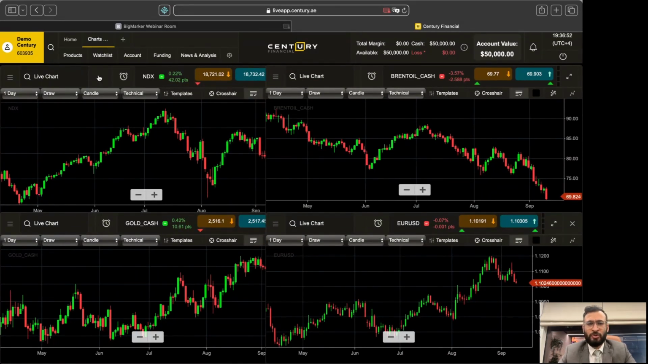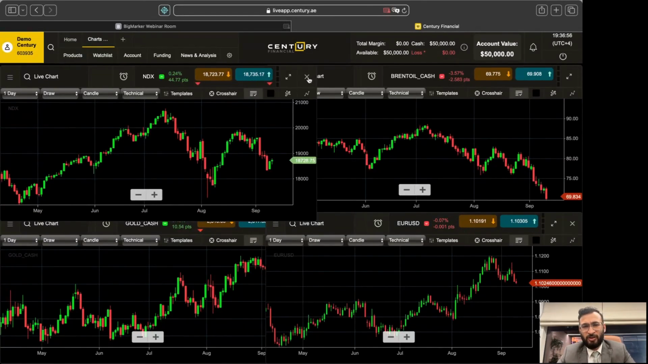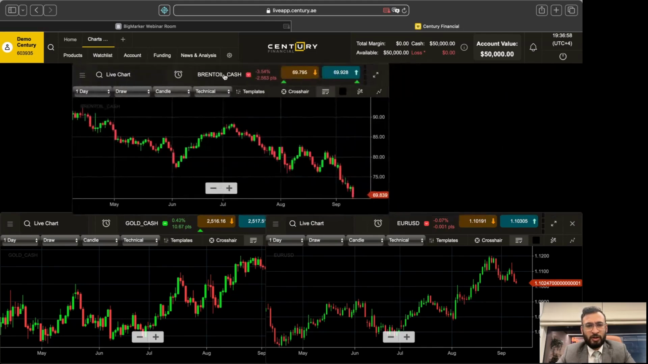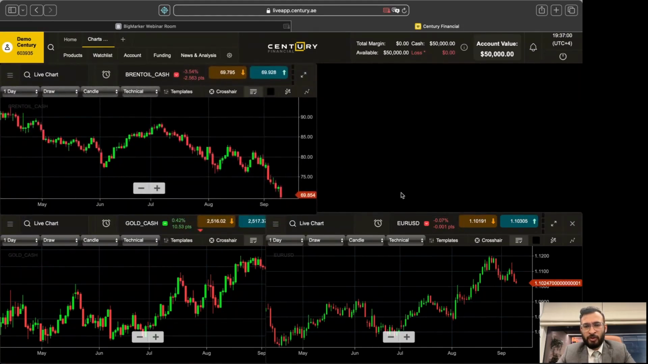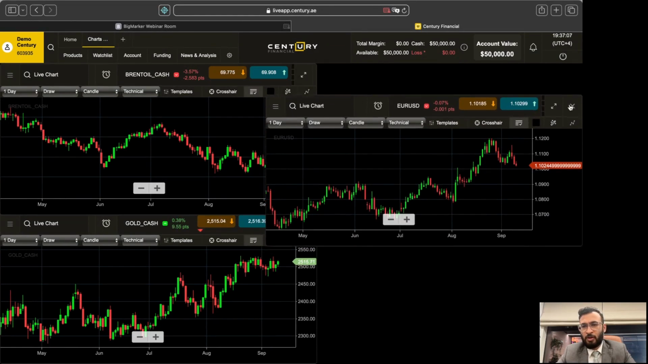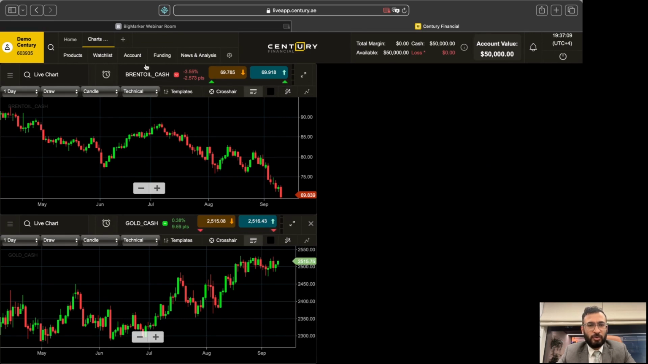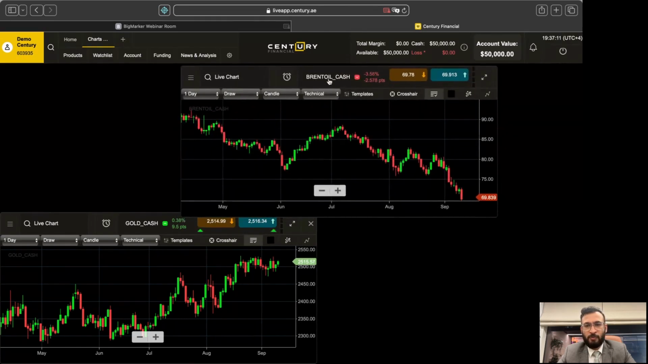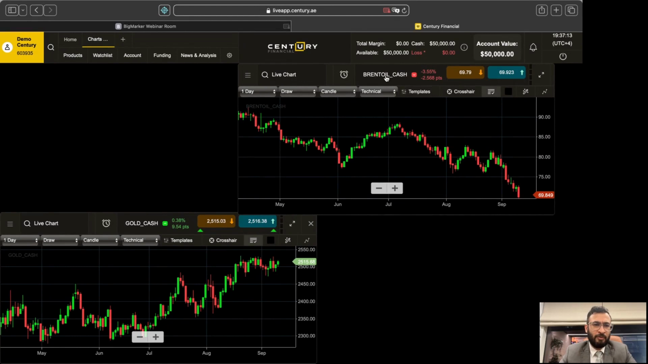So for now, these are different charts. Obviously, at this point of time, just to make sure that it doesn't look too cluttered, I'm just going to remove one, keep oil here, and keep gold over here. We'll keep the euro here. Or let's just keep two charts open, oil and gold for now, and then we'll go through different ones. So here, this is where we see there are different charts.